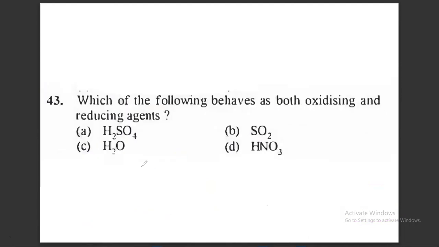Question number 43. Which of the following behave both as oxidizing and reducing agents? So in sulfur dioxide, the oxidation number of sulfur can increase and decrease. Hence, it can behave as a reducing and oxidizing agent simultaneously. So oxidation number of sulfur varies from -2 and it can change till +6. So 43, the answer would be sulfur dioxide. That's the most variable oxidation state.